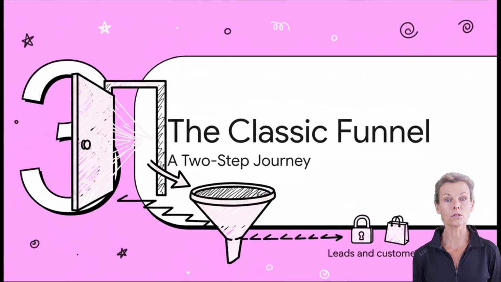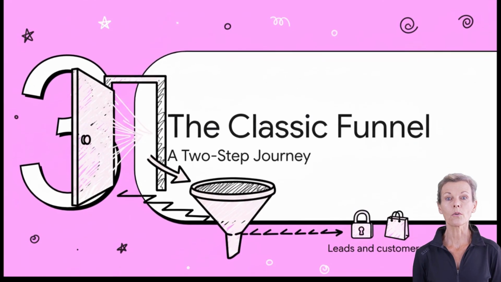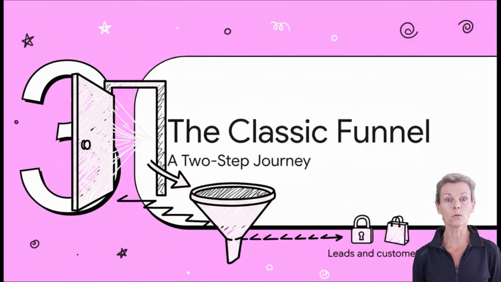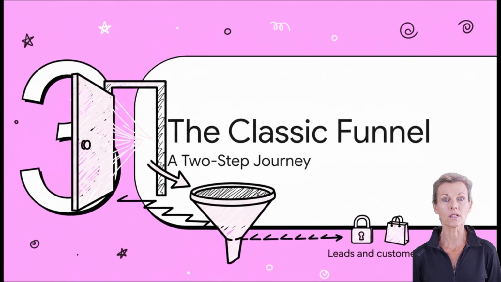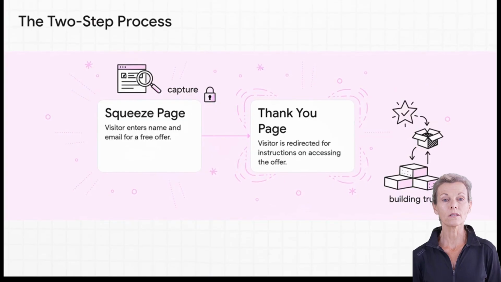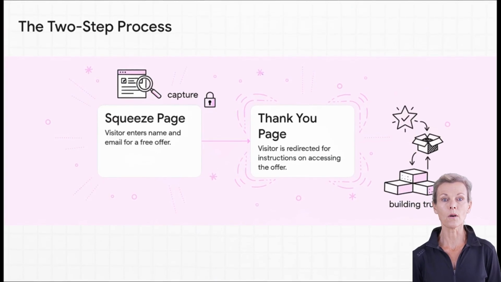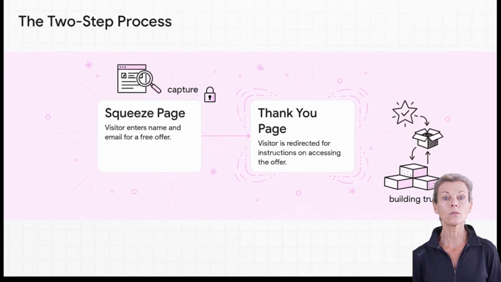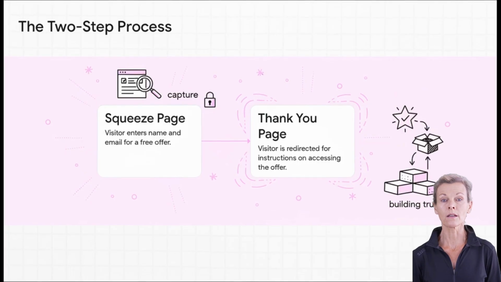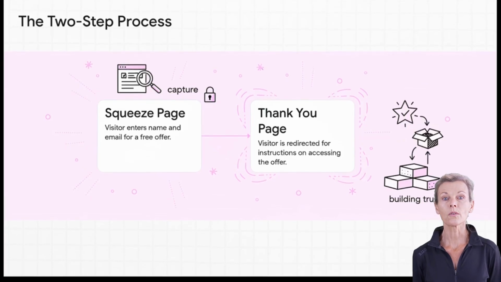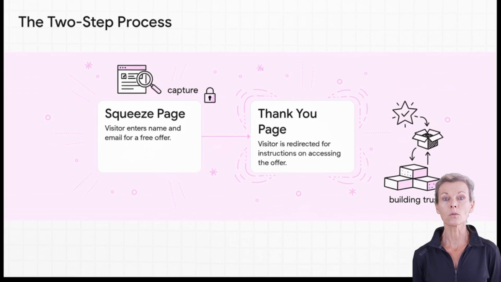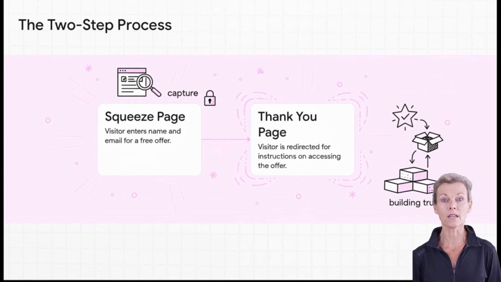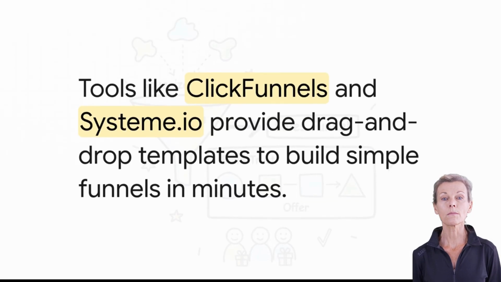So someone lands on your squeeze page and gives you their email. Where do they go? Well, it's the front door to the most classic kind of online sales funnel, a really simple two-step journey. This is the classic one-two punch. Step 1, you capture the lead. Step 2, you deliver on your promise. And that thank you page is so important. It confirms that everything worked and tells them exactly what to do next, which starts building trust from the very first second.